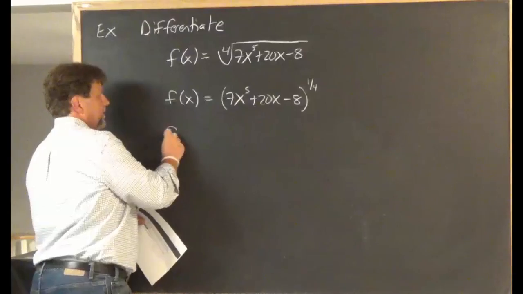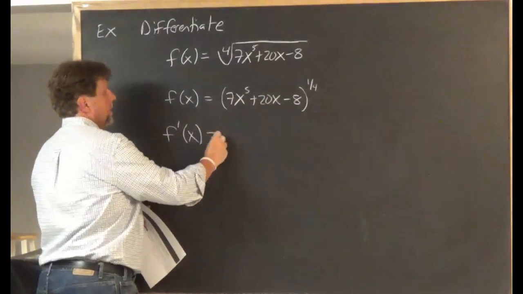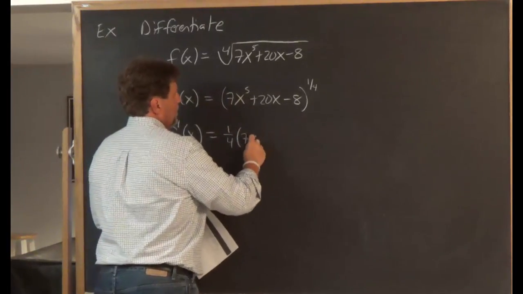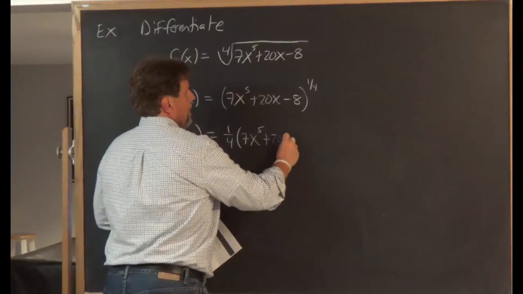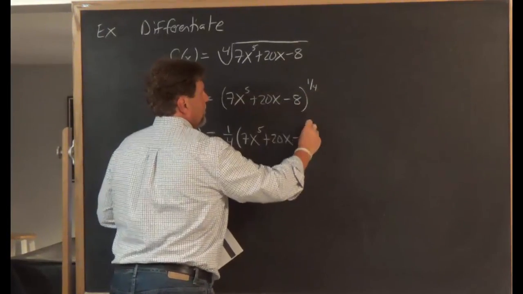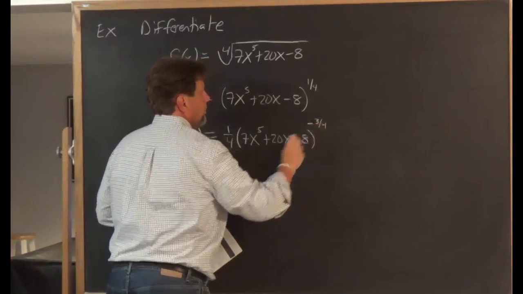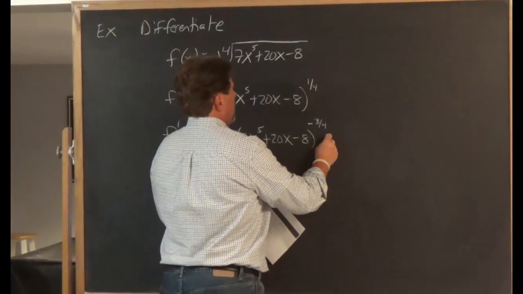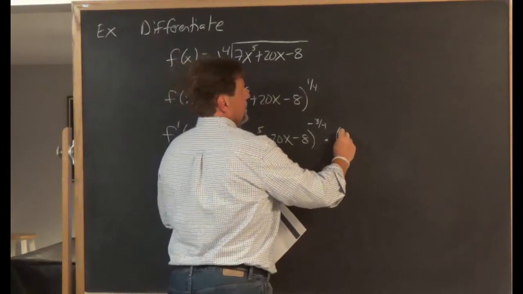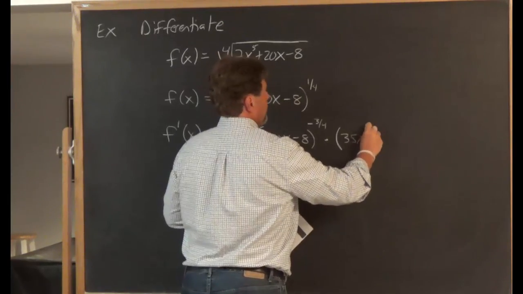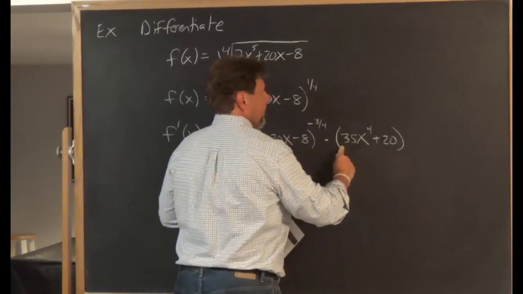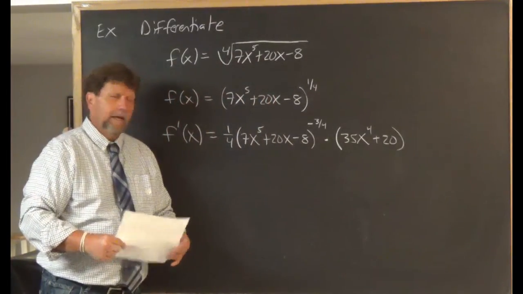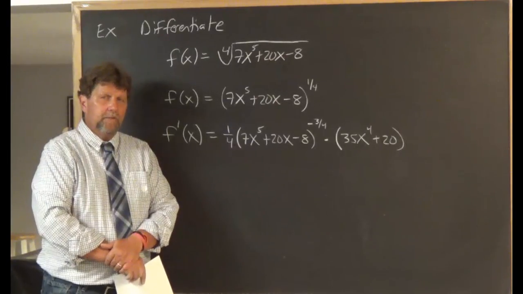Now we get the derivative. Well, it should be pretty straightforward. Going to use the chain rule. The 1/4 comes out front. That's the derivative of the outside function. Subtract 1 from the exponent, so that gives us a negative 3/4, times the derivative of the inside function. Derivative of the inside function is 35x to the fourth plus 20. And again, make sure that's in parentheses. And that's it. That's as far as I'm going to go on this one.